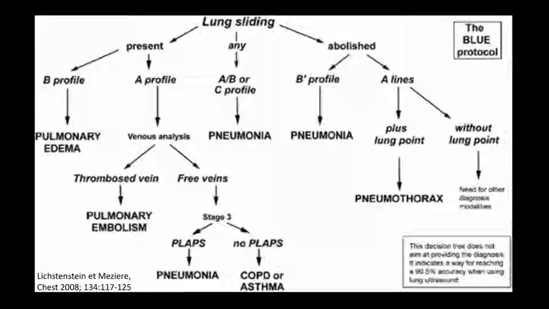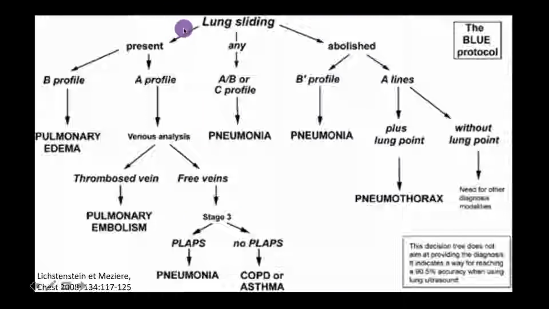This is probably the most widely cited of the lung ultrasound interpretation protocols. It's named the Blue Protocol and was created by Lichtenstein and Mézières in the journal Chest in 2008. It allowed them to arrive at a diagnosis in patients presenting with acute respiratory failure in an ICU setting with a 90.5% accuracy. At first glance, it can seem complicated, but we can break it down into a few basic patterns to recognize in different steps.